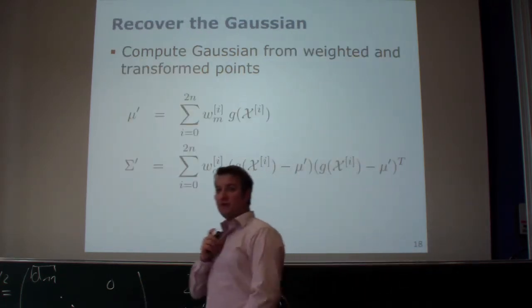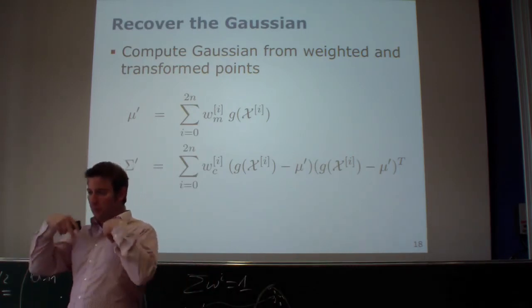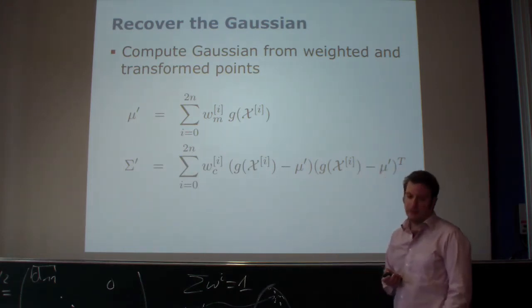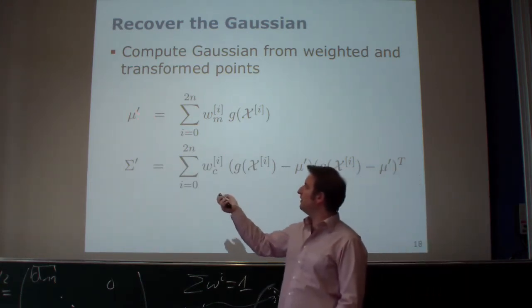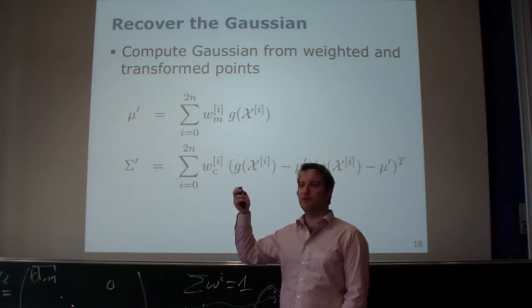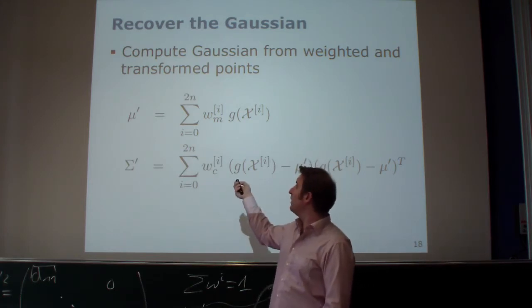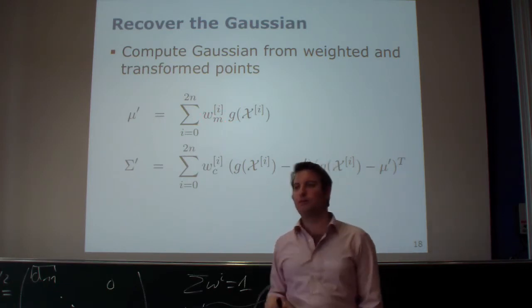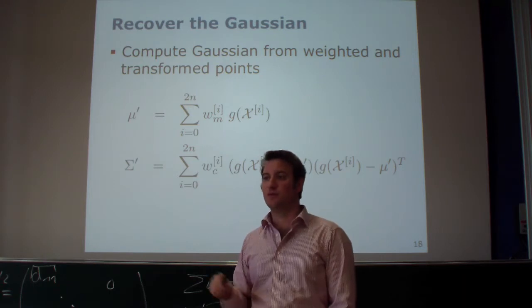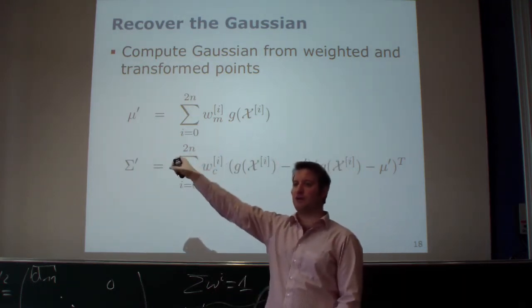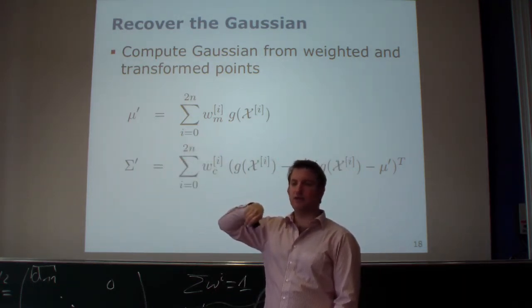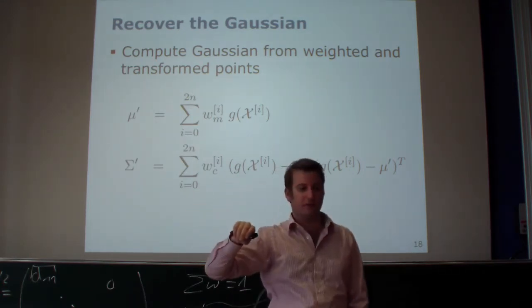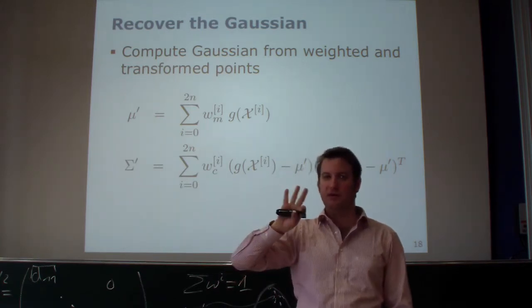Okay, if we have computed those points and propagated them, we can recompute the mean based on the transformed points. So we have here mu prime, the transformed mean, and the transformed covariance, which is the sum of the weights times the transformed points. So we just take our sigma points, transform them, and then recover the Gaussian distribution. We do exactly the same for the covariance. Is that clear?